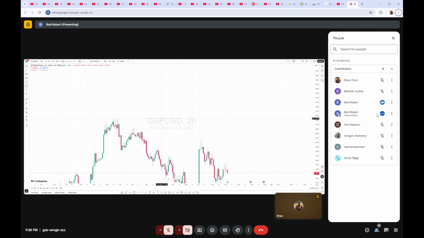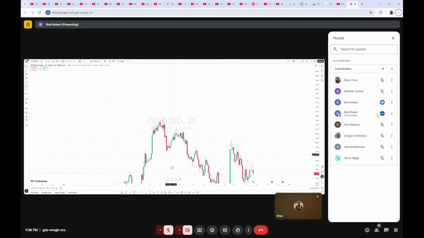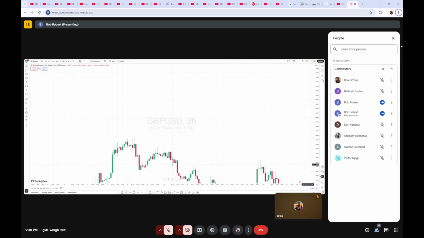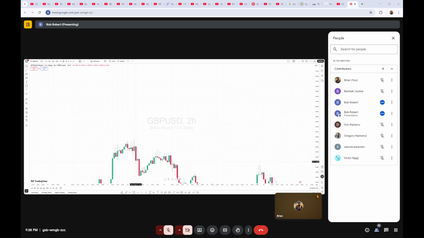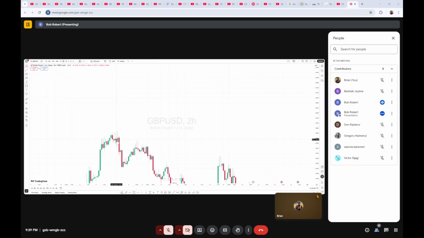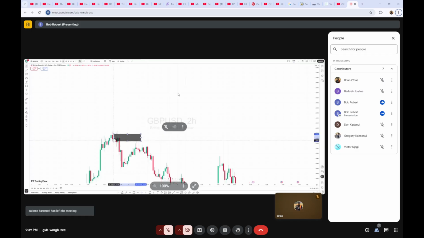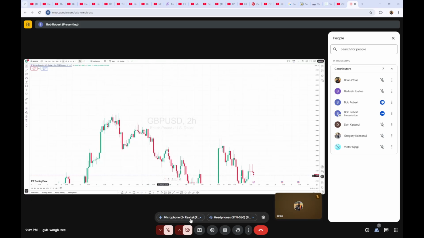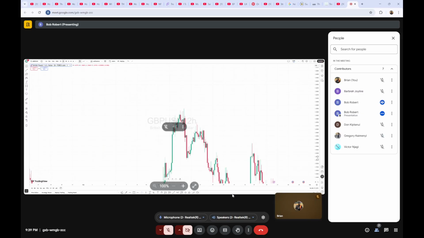Because, for instance, I realize, for example, let's take an instance of this zone here. This is clearly a supply zone, okay? But then I realize some of you are drawing it like this, wengine mnaichora aje. Yeah, in a funny way. So here's the thing. So the question inakuwa like, how do you identify this zone?